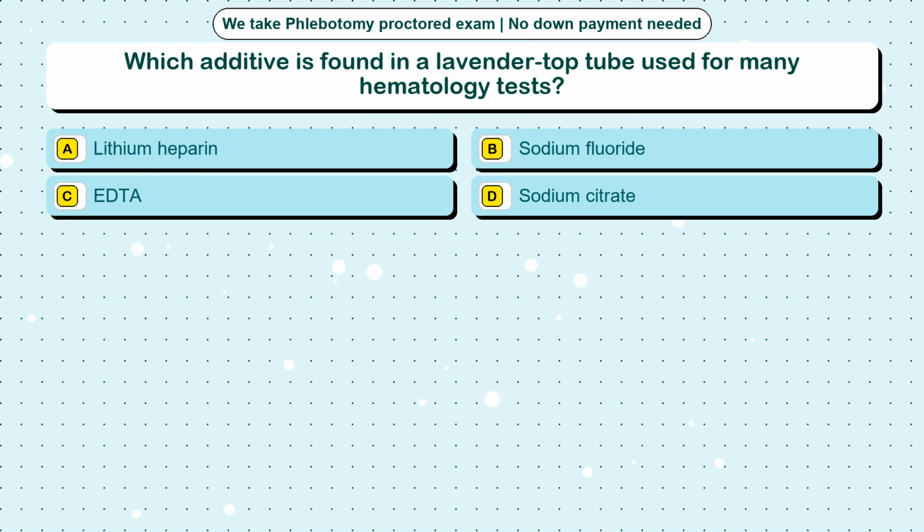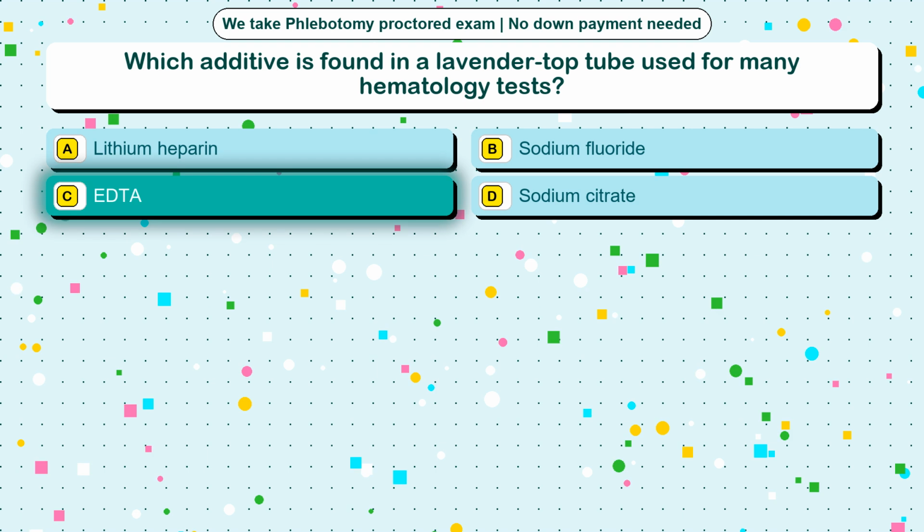Question 39. Which additive is found in a lavender top tube used for many hematology tests? Option A, lithium heparin. Option B, sodium fluoride. Option C, EDTA. Option D, sodium citrate. The correct answer is option C, EDTA.